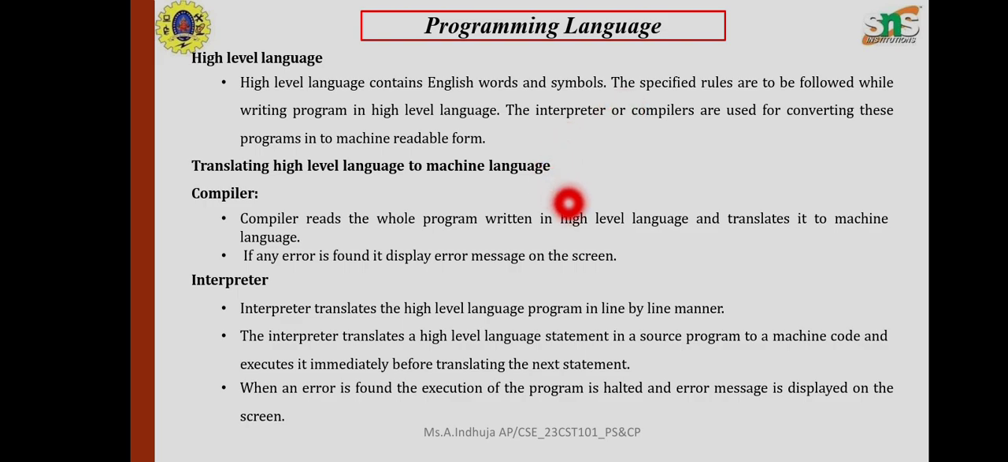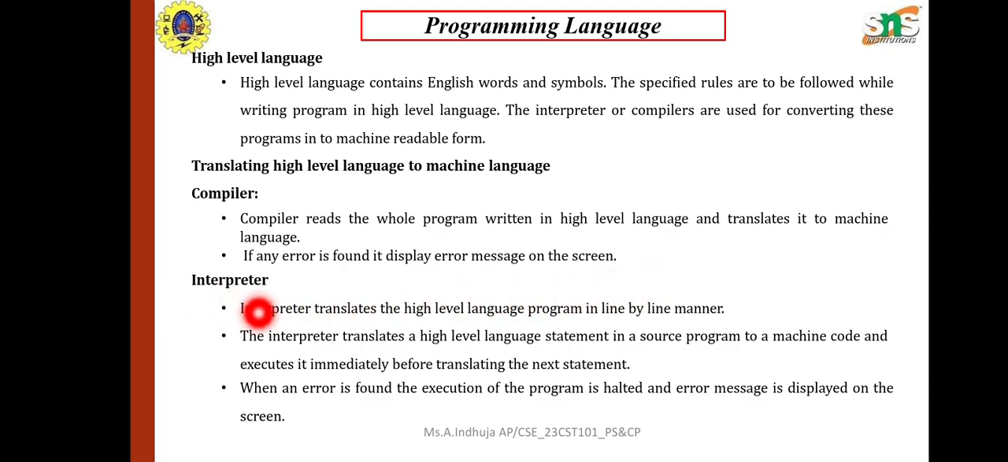Okay, so for translating high level programming to machine level language, we make use of a compiler, which reads the whole program written in high level language and translates it to machine language. If any error is found, it displays an error message on the screen.